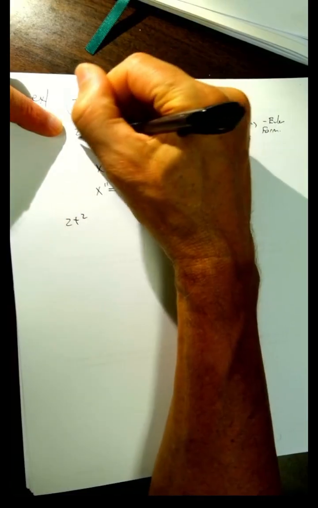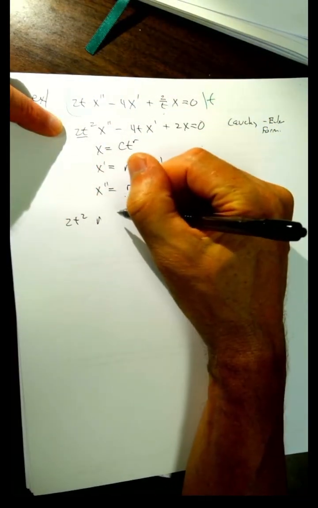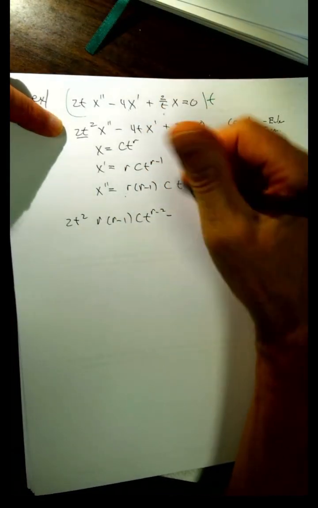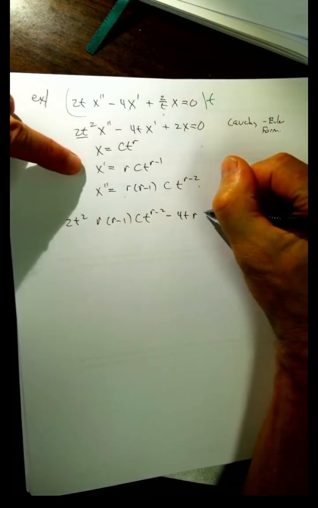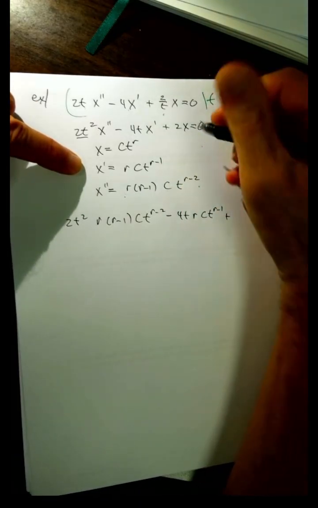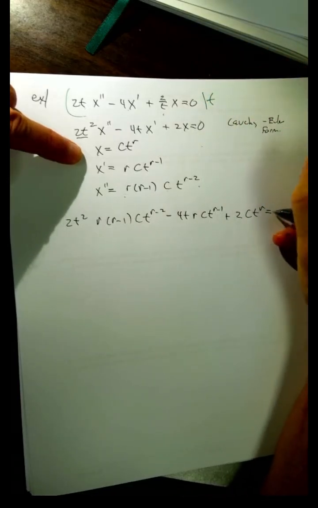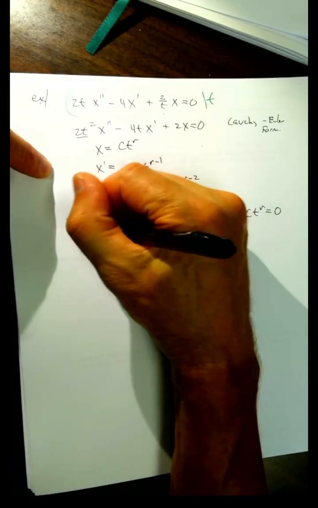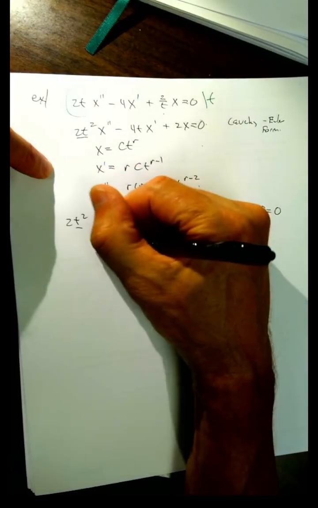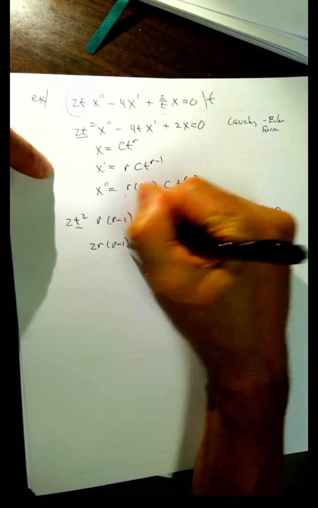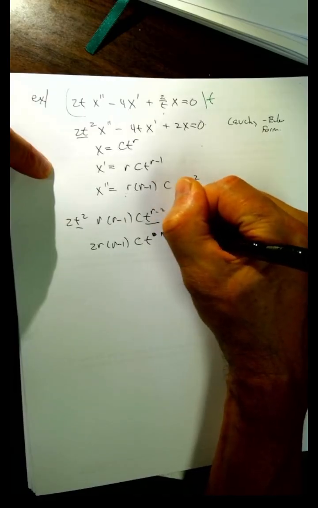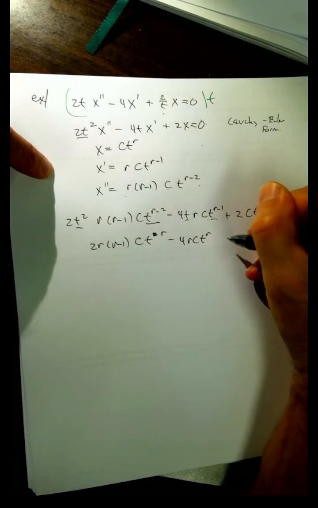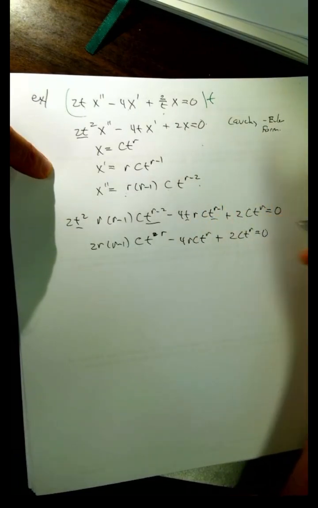So 2t squared times x double prime, and x double prime is r times r minus 1, c t to the r minus 2. The second term is minus 4t times x prime, and x prime is r c t to the r minus 1. And then finally plus 2 times x, which is c t to the r. And that's all 0 from my original equation. Let's do some algebra to clean this up. T squared times t to the r minus 2, so we have the 2r times r minus 1 stays the same, and this becomes c times t to the r. Here, t times t to the r minus 1, I'm going to get a 4rc t to the r. And then this term I leave alone.